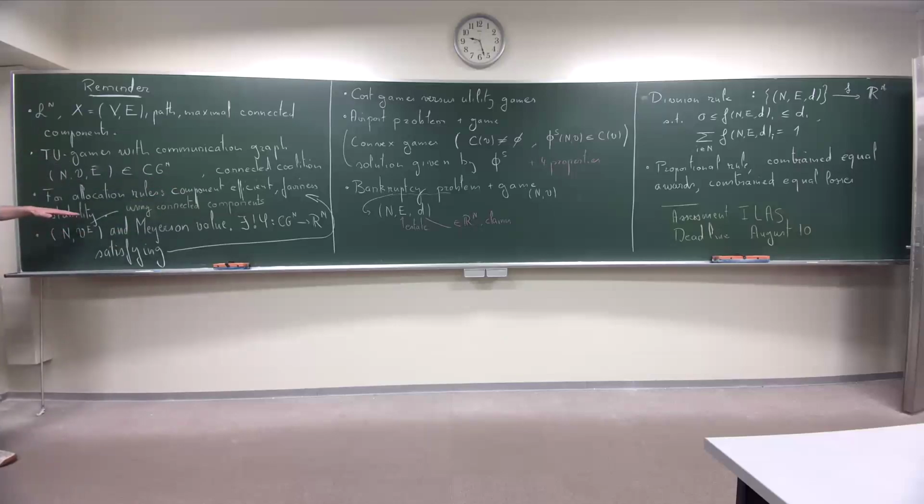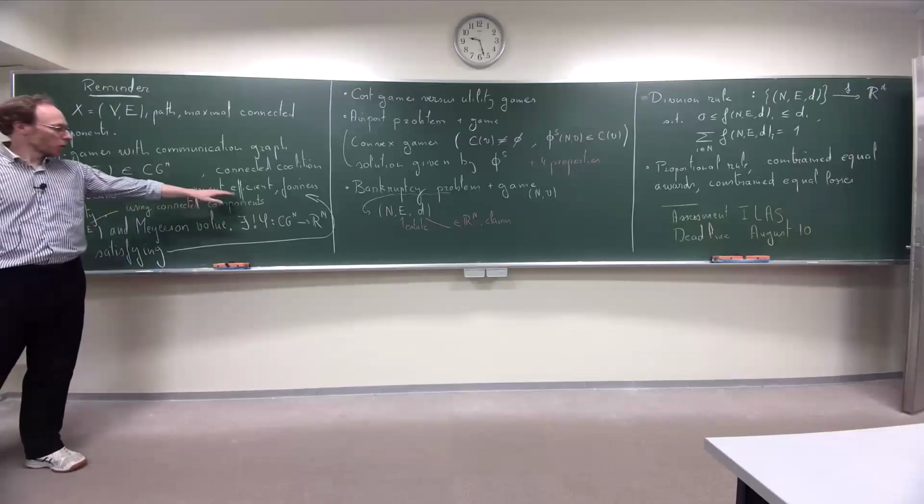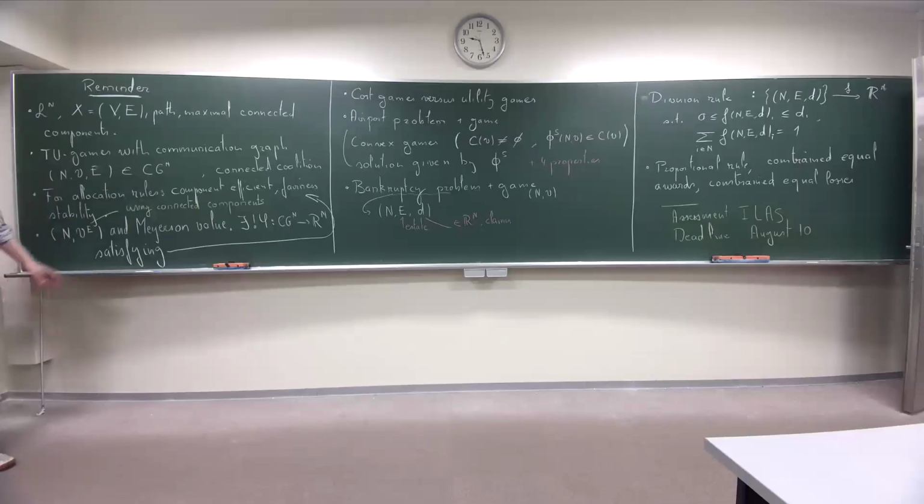Then we want to define allocation rules, so how to distribute the payoff. So I introduced the notion of component efficiency, the notion of fairness, and this notion of stability for these games with communication graph. And there is also a definition of one TU game which encodes this information about the edges.